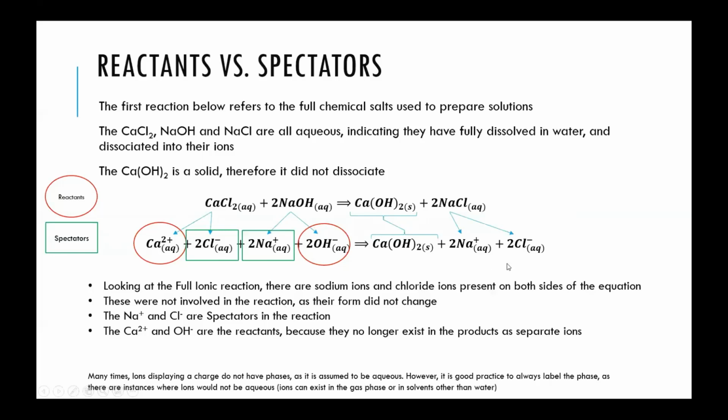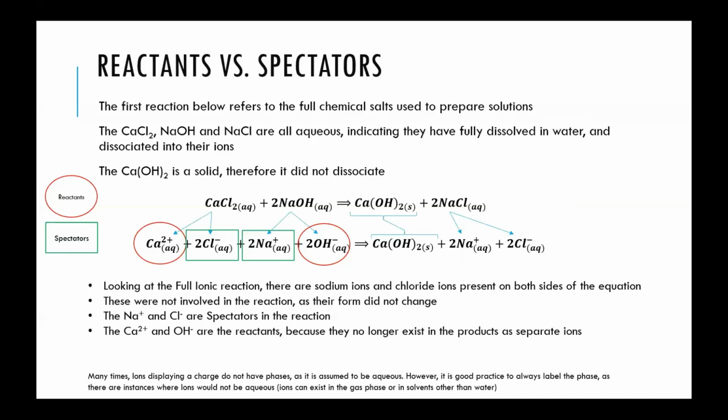This equation right here is the full ionic reaction. Every single ion is taken into account and written out. And when you're looking at these, when you find something that's on both the reactant side and the product side, with no change in the amounts, that is a spectator ion. It did not participate in the reaction at all.